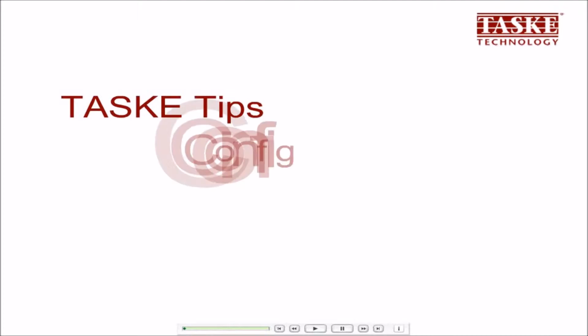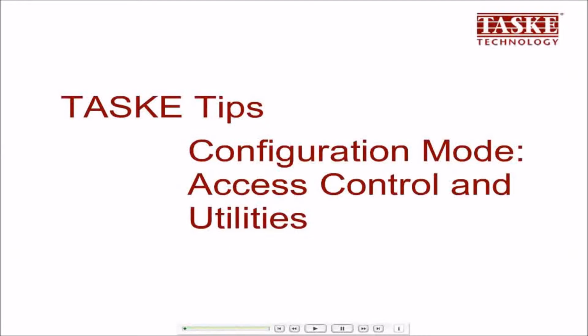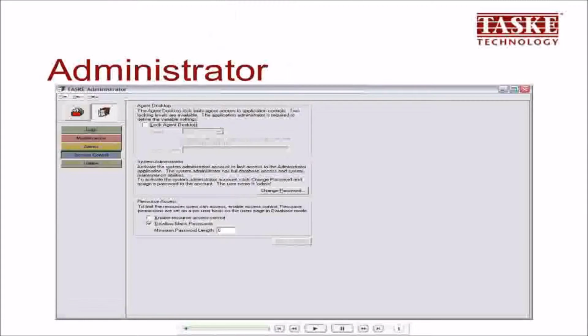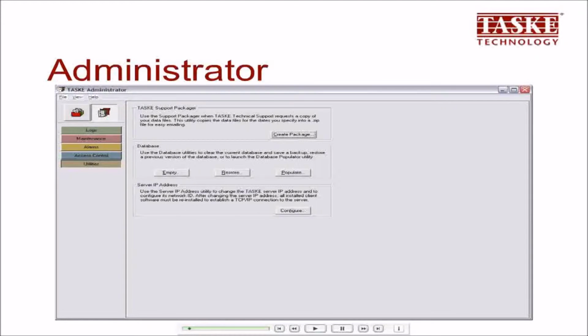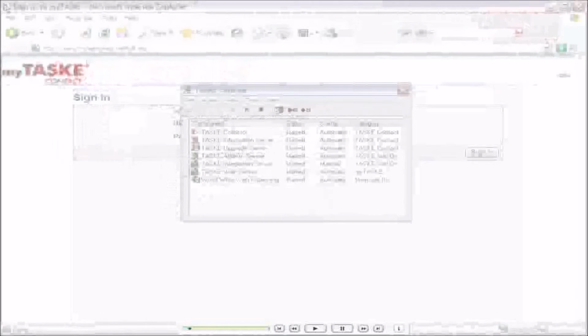This task tip will discuss the configuration mode of the task administrator. The configuration mode provides information and tools to help you maintain your task system. Here you can access the security features of Task Contact, allowing you to control what resources a supervisor or agent can view with the My Task or Agent desktop. You can also access tools that will help you troubleshoot any issues you have with the task system.